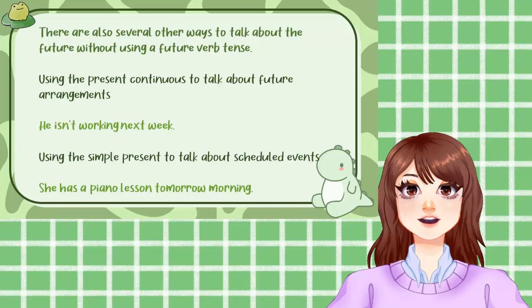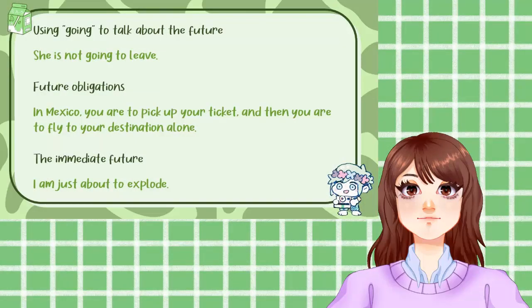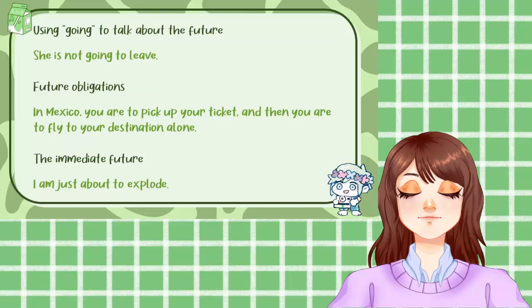Using the simple present to talk about scheduled events. She has a piano lesson tomorrow morning. Using going to talk about the future. For example, she's not going to leave. We can use be to for future obligations. In Mexico, you are to pick up your ticket and then you are to fly to your destination alone. And last, the immediate future. I am just about to explode.